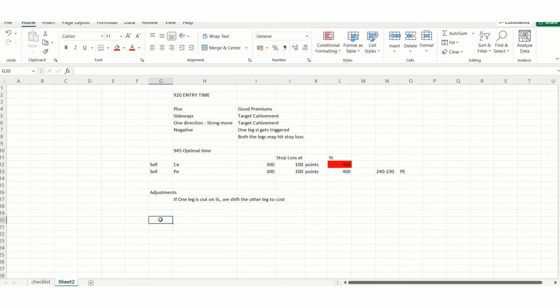So in this case, what will be our maximum loss? Maximum loss is 100 points, one leg loss, that is 2,500 rupees. So this is the maximum loss of one trade in this strategy, okay.